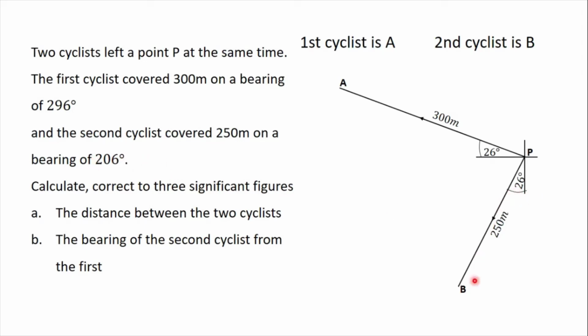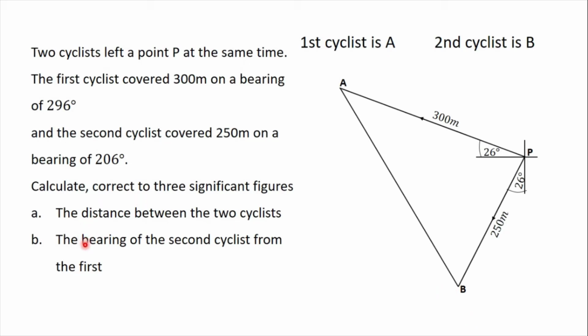So this is the bearing of the second cyclist from P to B, and the distance he covered was 250 meters. Okay, so this is the diagram that will be used to represent the first cyclist and the second cyclist. The question says that we should find the distance between the two cyclists, so from point A to point B.